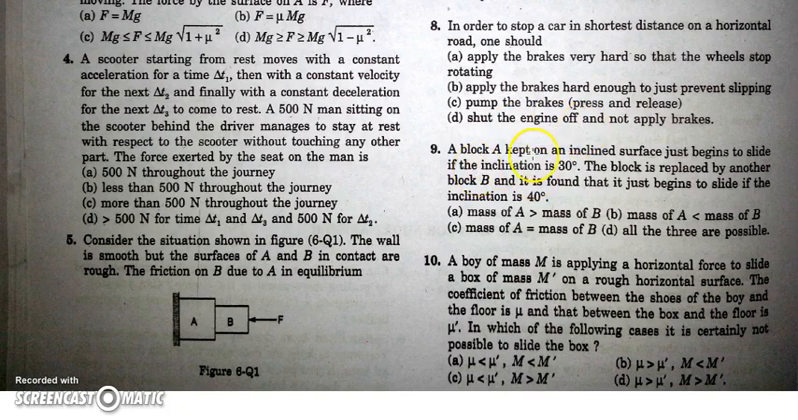Question number 9. Block A is kept on an incline and just begins to slide if the inclination is 30 degrees. The block is replaced by another block, and it is found that it just begins to slide if the inclination is 40 degrees. So the sliding is independent of the mass. For sliding, tan theta should be greater than mu. So we can say mu between A and the surface is smaller than mu between B and the surface. It is independent of mass, so we'll go with option D. Let's talk about the next question.